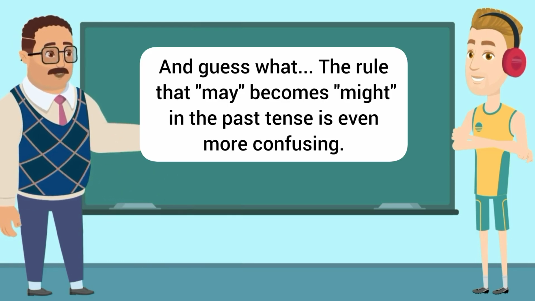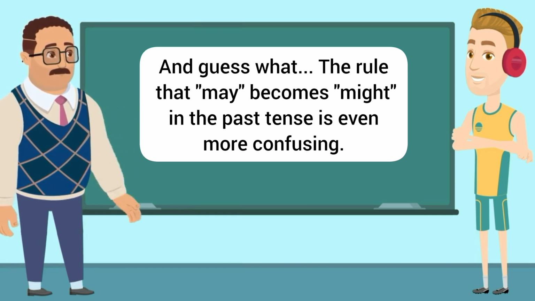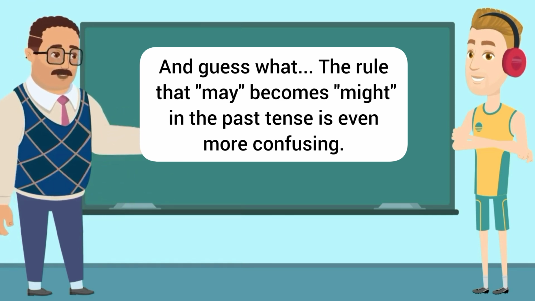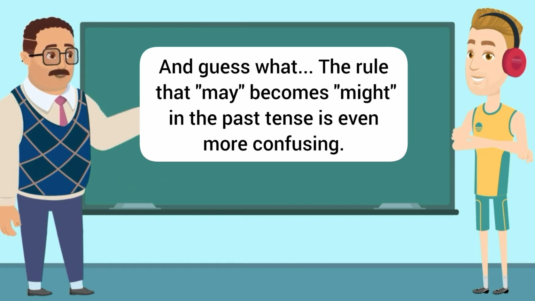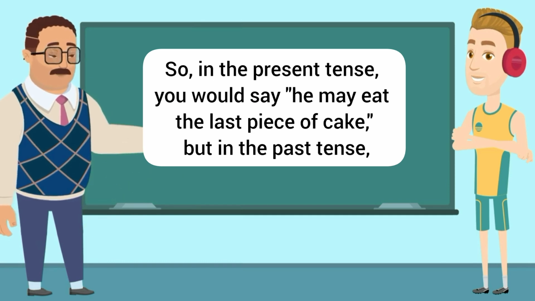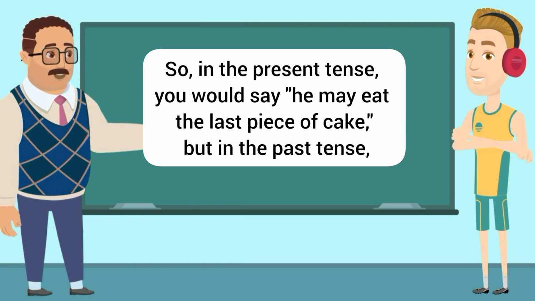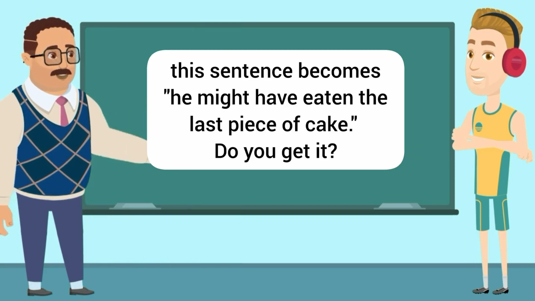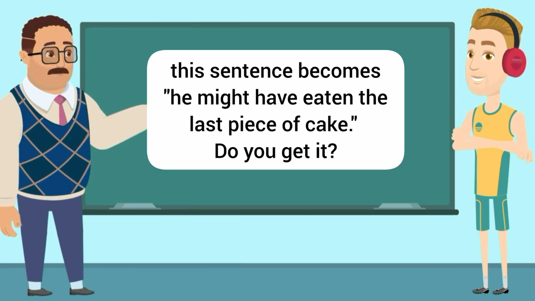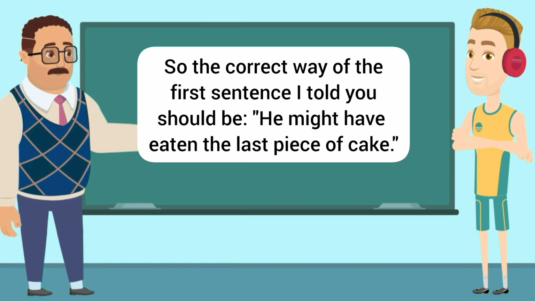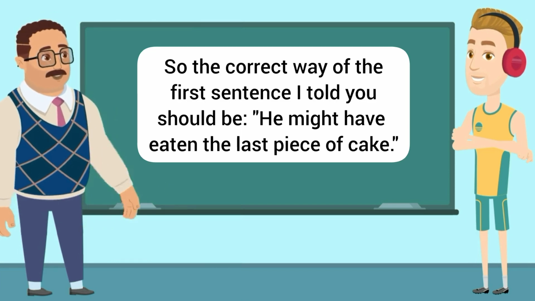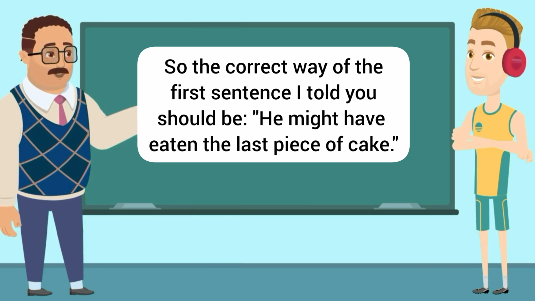And guess what? The rule that may becomes might in the past tense is even more confusing. So, in the present tense, you would say, he may eat the last piece of cake, but in the past tense, this sentence becomes, he might have eaten the last piece of cake. Do you get it? So the correct way of the first sentence I told you should be, he might have eaten the last piece of cake.